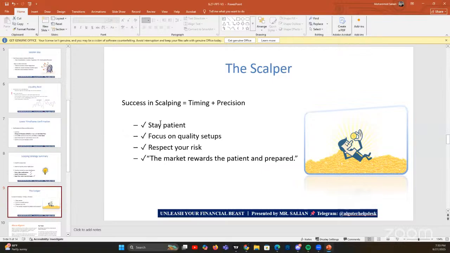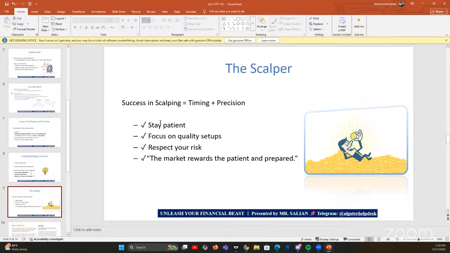You have to stay patient. Yes, you see this going up. I missed the trend. Now I have nothing to do today. I want to buy, but I missed the trend. It's gone to the moon, and I don't know what to do now.